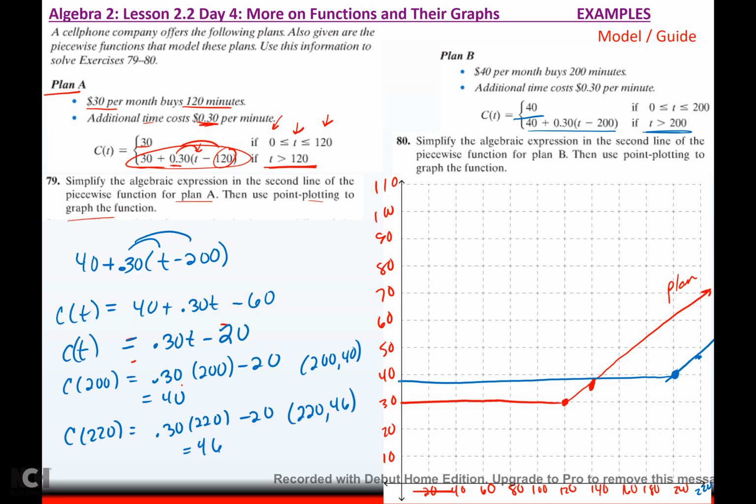So, what do you think the better deal is? Well, up until 140 minutes, or around this point, so I'm not right on there. Up until about whatever that point is, 140 something minutes, you'd be better off with plan A, because plan B is going to cost you much more. But if you talk over 140 something minutes, then plan B is going to be your better deal, because you'd pay less here than you would with plan A.